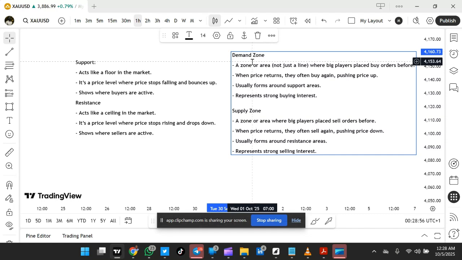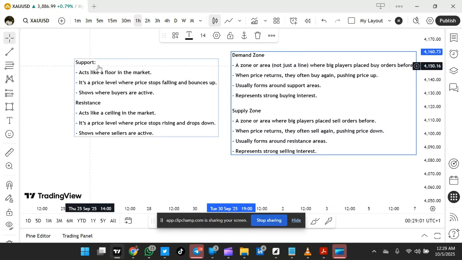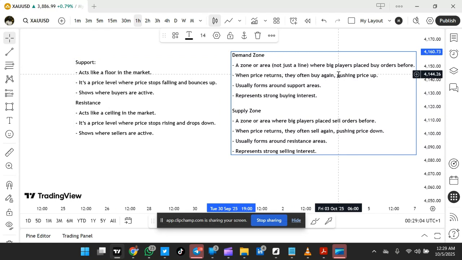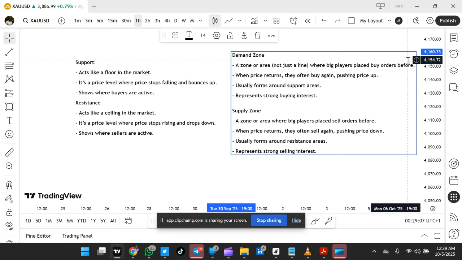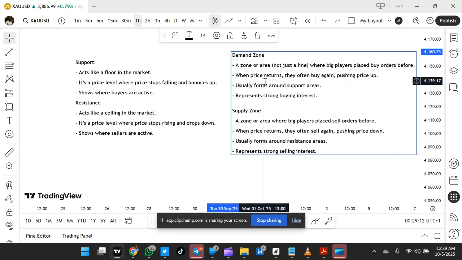A demand zone is a zone or area and not just a line like your normal support level, where big players, the smart players, the smart guys, placed their buy orders before. That's in the past. So when price returns to this level, they often buy again, pushing price up, right? So usually they form around a support area, but not basically a support area. Have that at the back of your mind. I'm going to show you on a live chart what the zones look like. And they represent a strong buying interest.